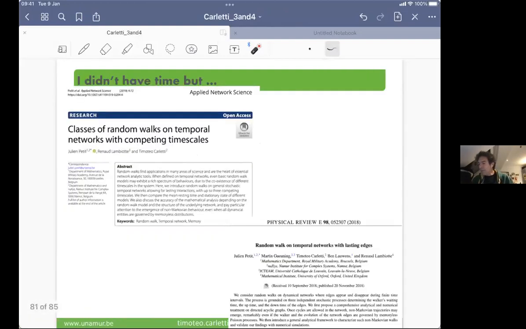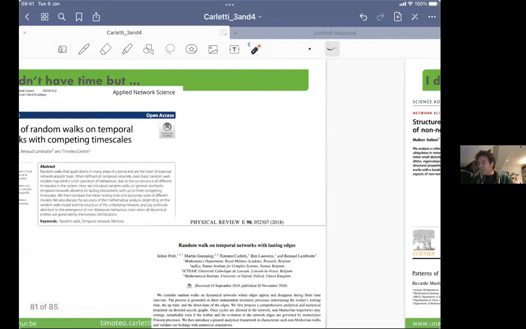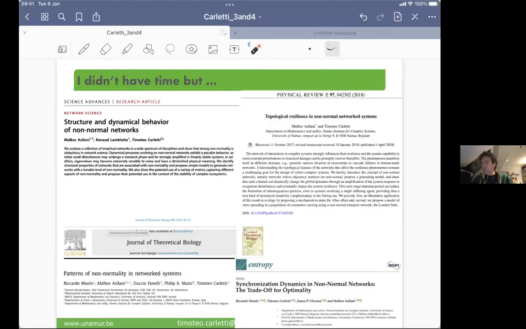And okay, here is a random walk. I think someone asked last time, or the time before, what happens to a random walk on a temporal network? This can be studied. There is this memory effect that I showed you briefly last time, but there are two papers, so if you're interested, you can have a look at them.